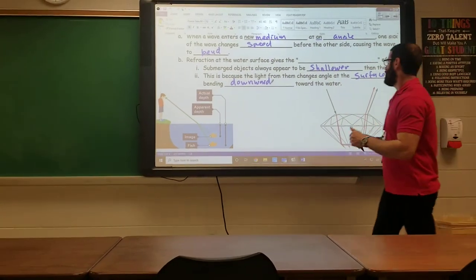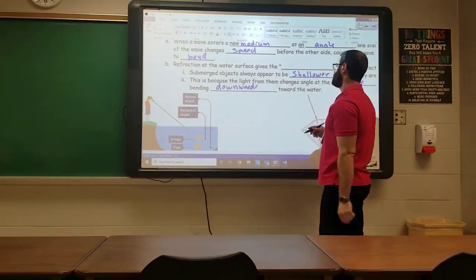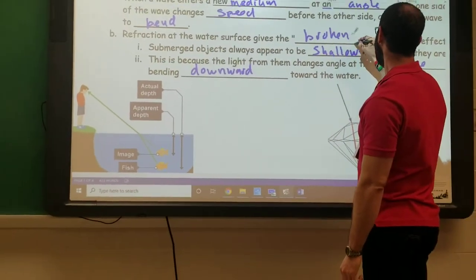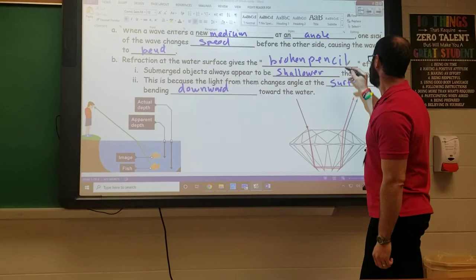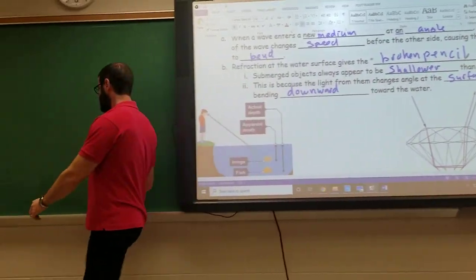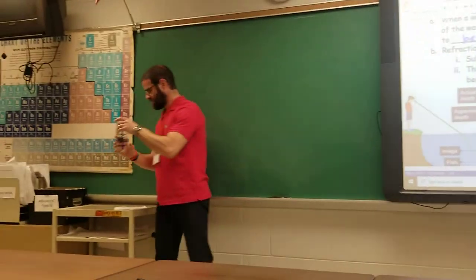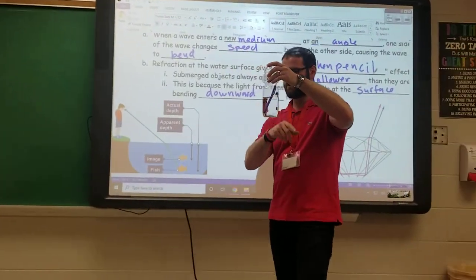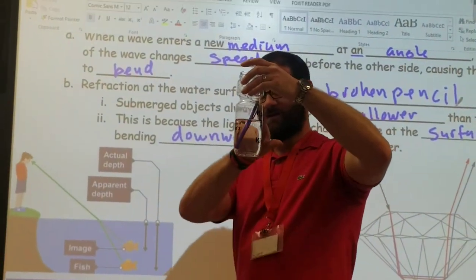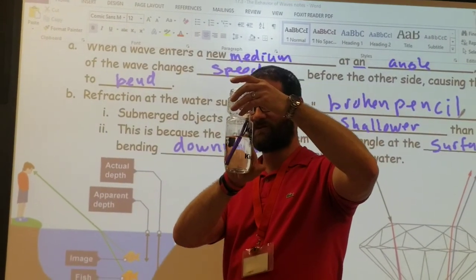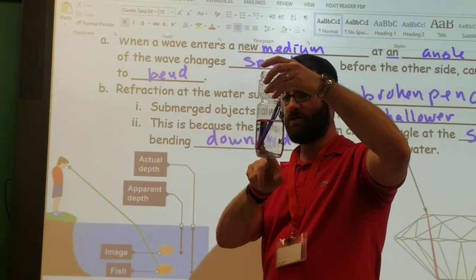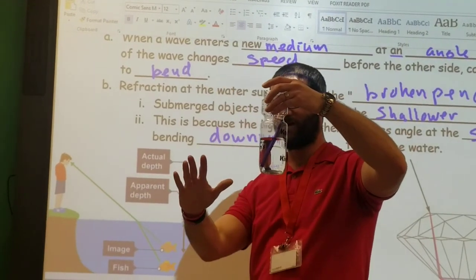All right. Now, refraction at the water surface gives what we call the broken pencil effect. That would result in something like we see here, where we have a pencil that's in the water. We notice the pencil above the surface, and then as we look down, below the water, it appears that the pencil is broken.